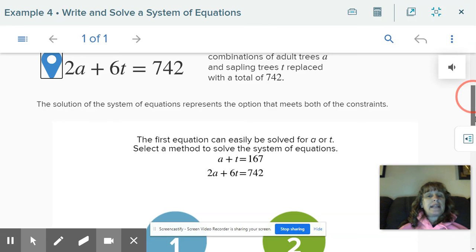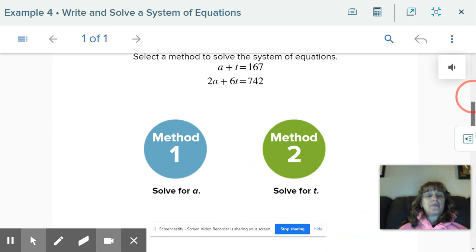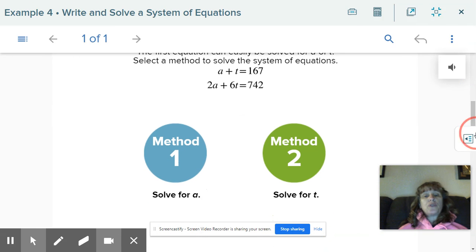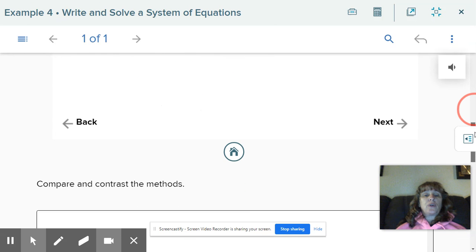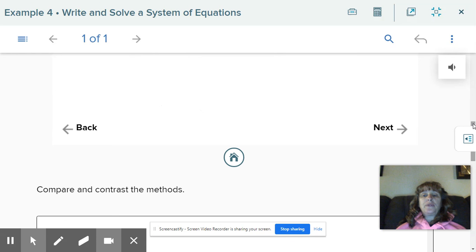So the first equation can easily be solved for A or T, and then you can select a method to solve how you want to do it. Do you want to solve for A or do you want to solve for T? I'm going to go ahead and solve for A. So we're going to do method 1. We're going to solve the first equation. So of course you have to subtract T from both sides. And now we know that A equals 167 minus T. So we're going to use 167 minus T in our other equation. We're going to substitute.